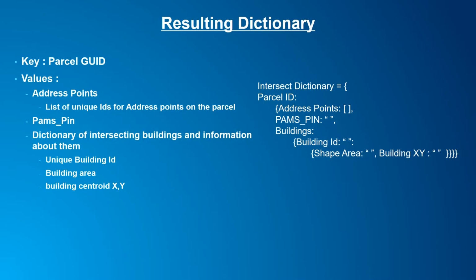So, like I said, our resulting dictionary is set up in a way that the key is our parcel GUID, and all our values are the address points, which is a list of those unique address point IDs, the PAMS pin, and then another dictionary that is actually containing the building ID, the building shape area, and the point centroid of that building geometry.